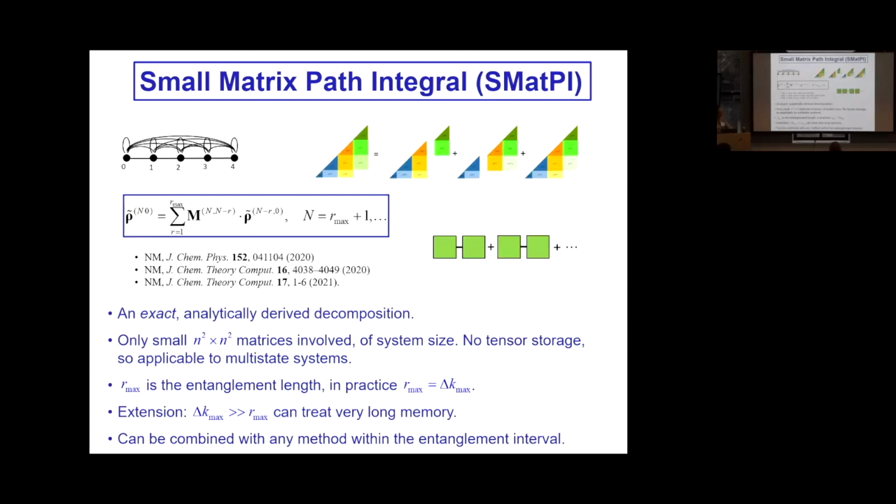And unlike the previous slide, these matrices are of fixed dimension equal to the dimension of the reduced density matrix. So we're summing these products here. And the M's here are little n squared by n squared matrices, where the rho that I'm using here is the reduced density matrix of the system from all possible initial conditions. That's why these are n squared by n squared. So this is an exact, analytically derived decomposition.